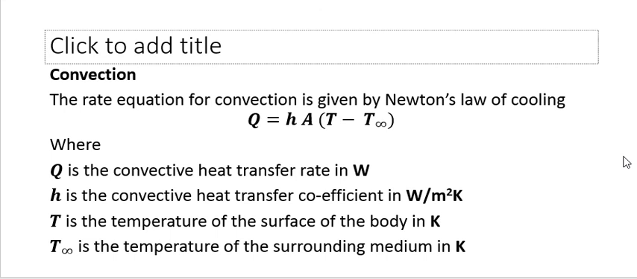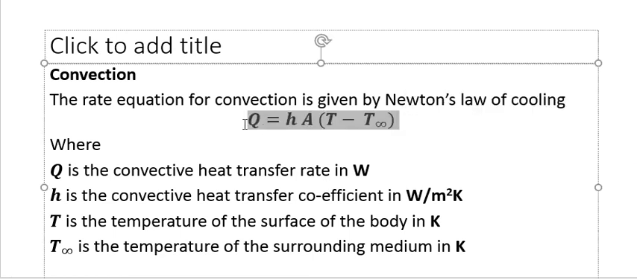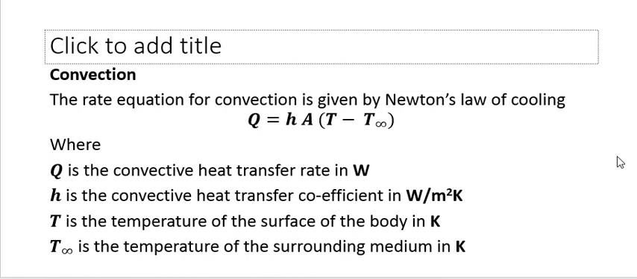T is the temperature of the surface of the body. T infinity is the temperature of the surrounding medium. So this is about the rate equation of convection. Q is equal to hA of T minus T infinity. You have to remember this equation.